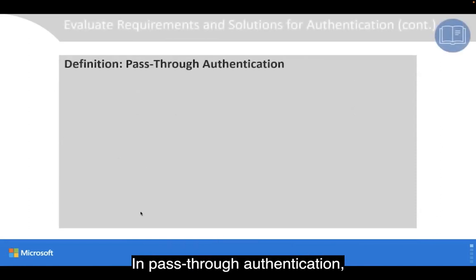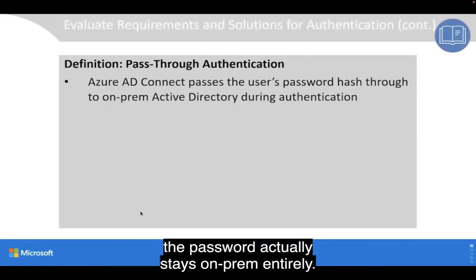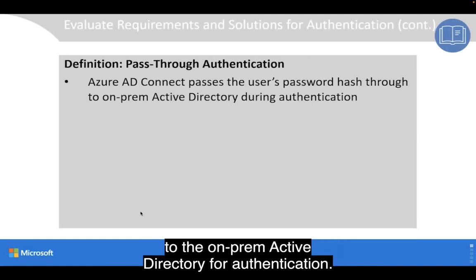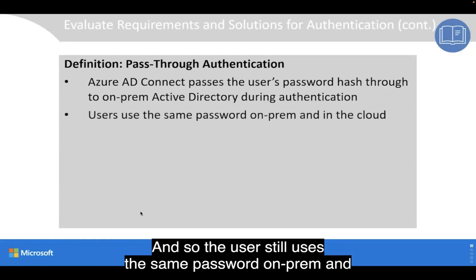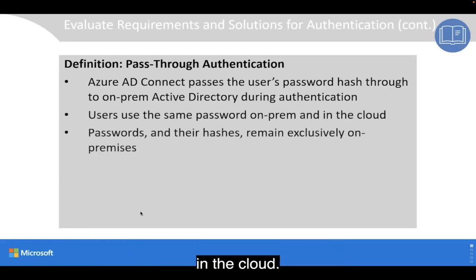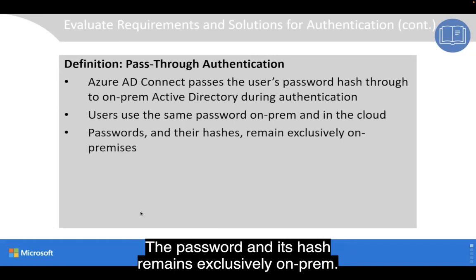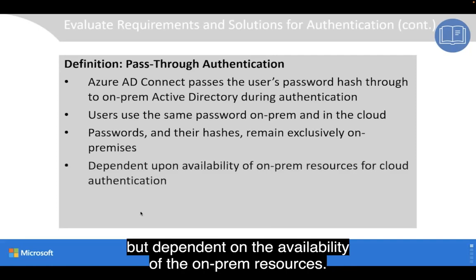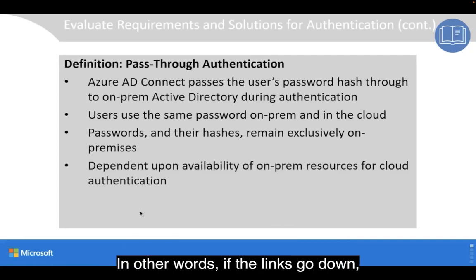In pass-through authentication, the password actually stays on-prem entirely. Azure AD Connect passes the user's password hash through to the on-prem Active Directory for authentication, and so the user still uses the same password on-prem and in the cloud, but the password never leaves the premises. The password and its hash remains exclusively on-prem. This is good for security, but dependent on the availability of the on-prem resources. In other words, if the links go down or if on-prem Azure AD goes down, you can't authenticate to the cloud.